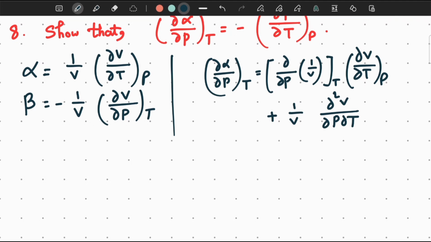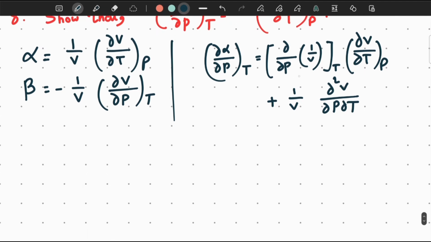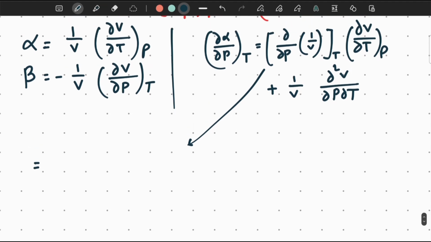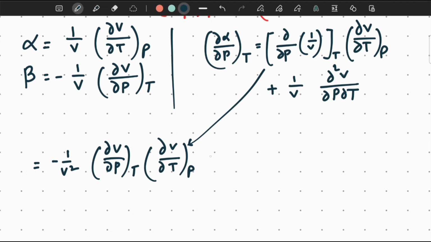Okay, now we have to tackle this part. How can you do it? This part we can write like this: minus 1 by v square del v del p t into del v del t p plus 1 by v d2v del p del t. Okay, is it clear, Naito? Okay, I think it's clear.